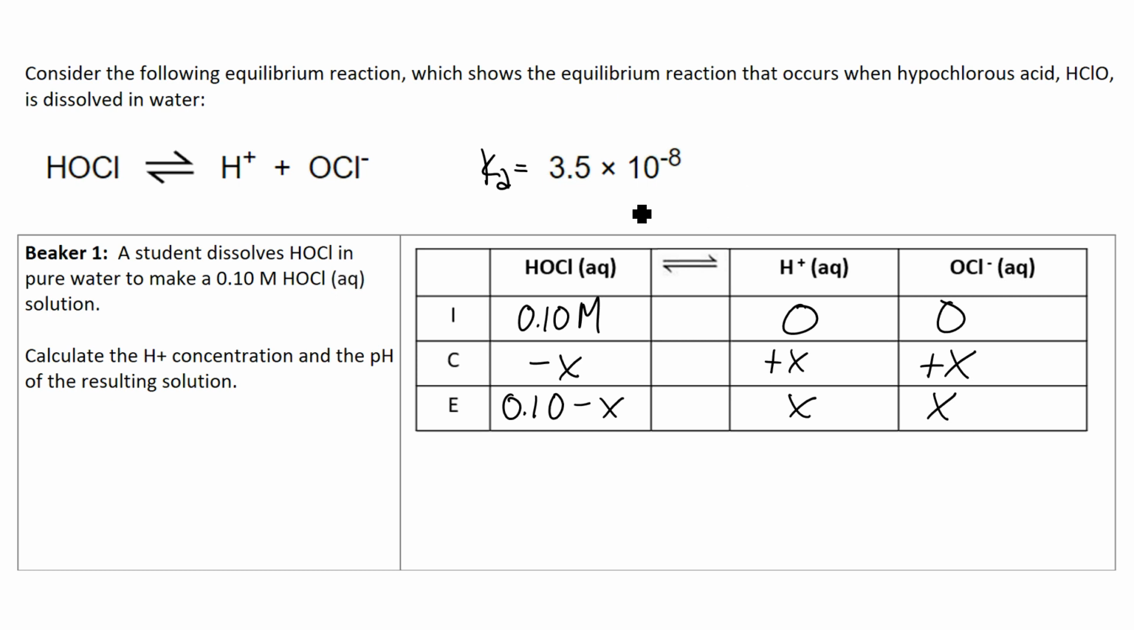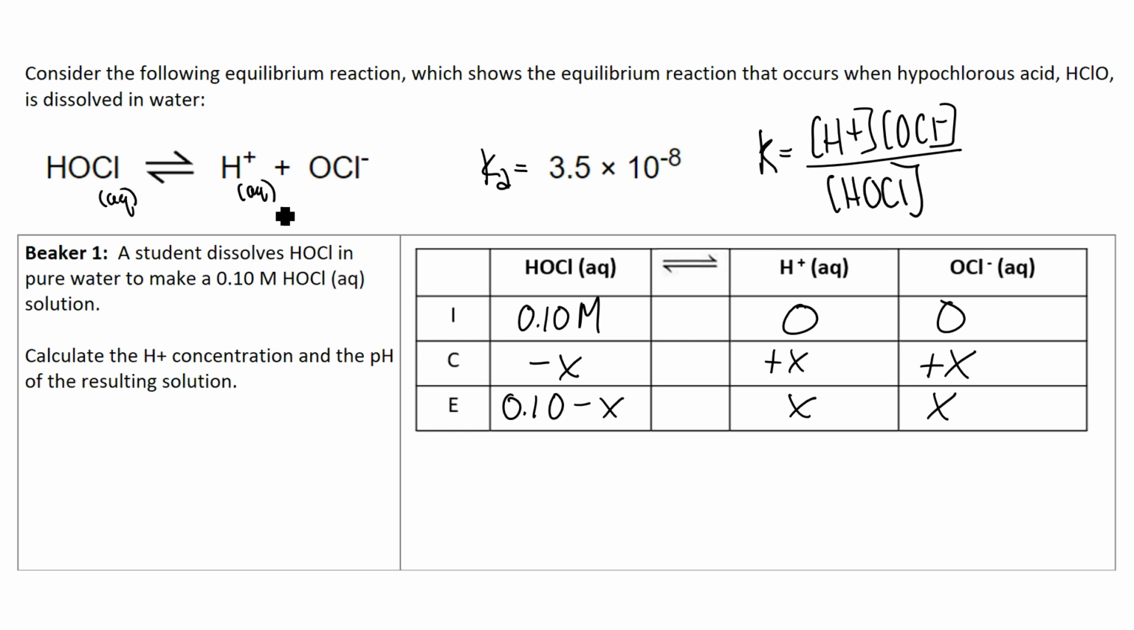And if we were to write out our K expression for this reaction, it's products over reactants. So H+ times OCl- over HOCl. And I just realized in this equation, the states of matter are not labeled. So let's go back and label the states of matter in this one. They're all aqueous in this scenario. So everything gets included in the K expression.